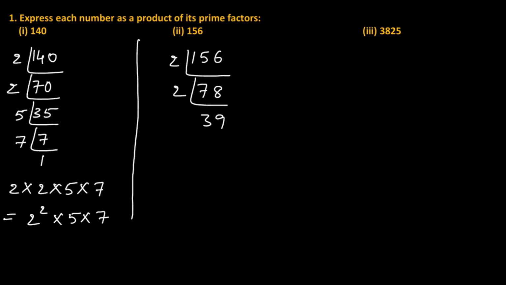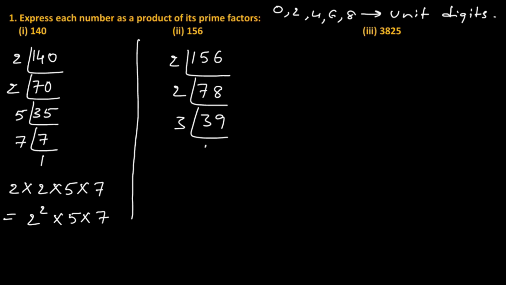So how do you find the even number? 0, 2, 4, 6, 8. These digits should be in the unit digit. Then only you can find it's an even number. So 9 is in the unit digit. So it is not an even number.